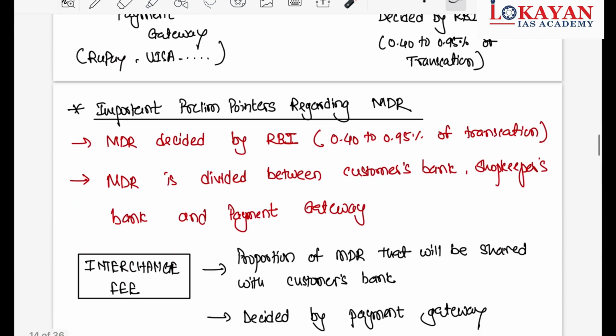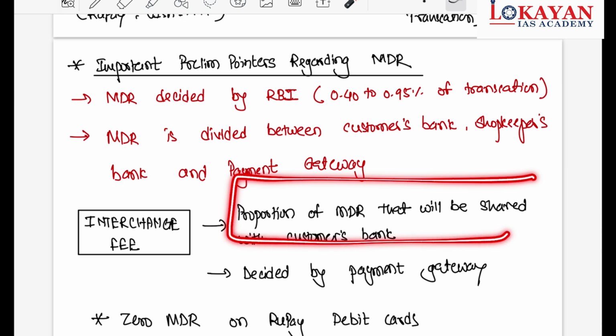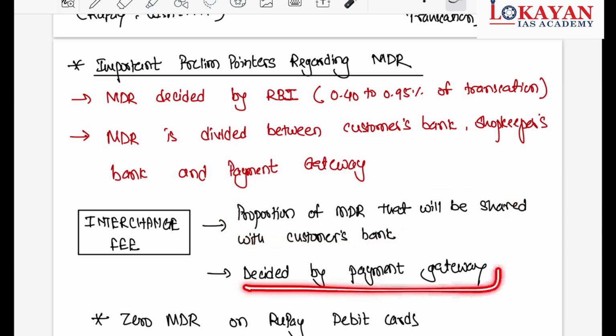Now, important prelim pointers regarding MDR. MDR is decided by RBI. MDR is divided between the customer's bank, the merchant's bank and the payment gateway, which we have seen. Also we have seen the interchange fee. The proportion of MDR that will be shared with the customer's bank is decided by the payment gateway.